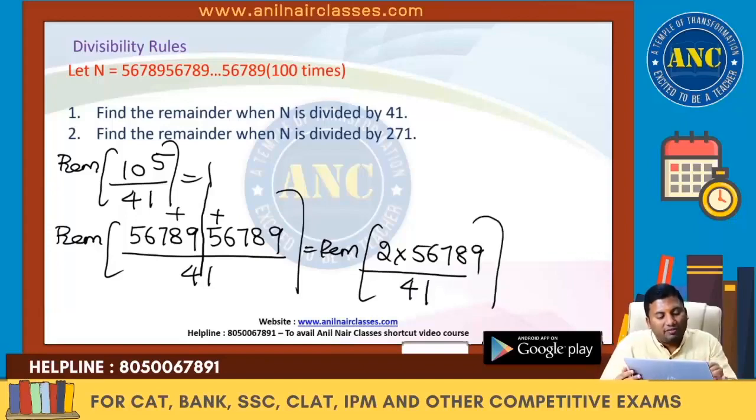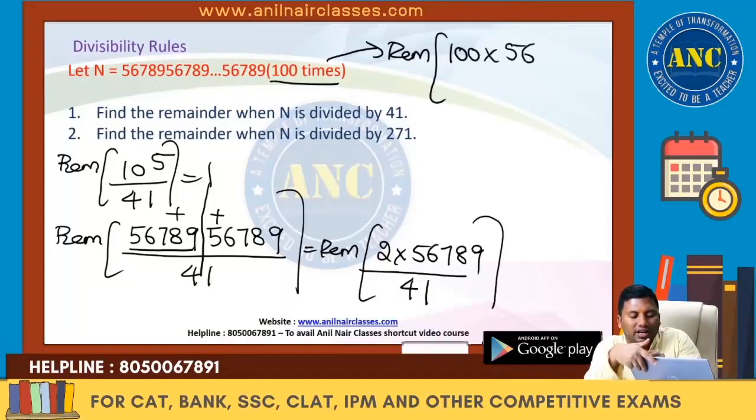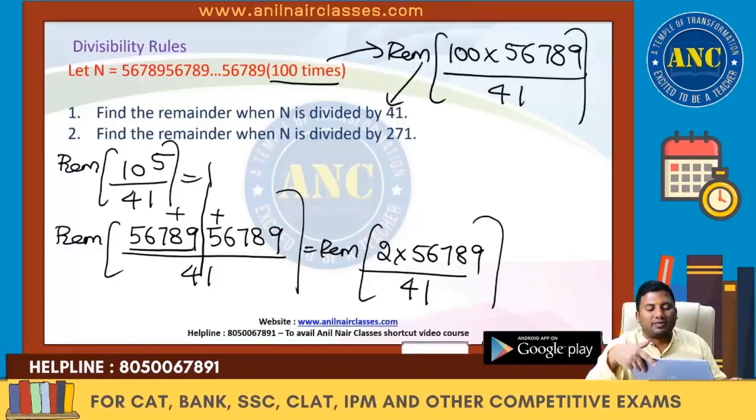That means if 5, 6, 7, 8, 9 is written 2 times, I get 2 into 5, 6, 7, 8, 9. If it is written 100 times, I will get 100 into 5, 6, 7, 8, 9 divided by 41. Whatever answer you get, that itself is the answer for the question. The same approach also holds good.